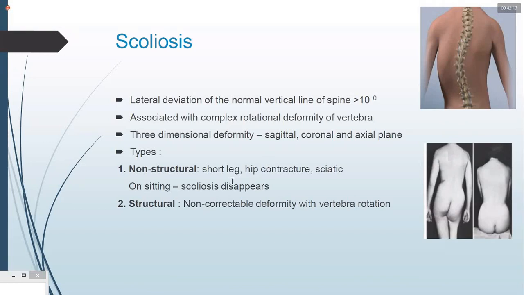When there is a short leg, it can be like in this picture, a short leg, or a hip contracture when there's flexion in the hip. Also sciatic scoliosis, when there is PIVD and severe spasm in the muscles on one side of the low back. They also give the list, we call it a list here. So these are the non-structural ones, and this gets normal on sitting. This spine gets normal, straight. Okay, the structural is the non-correctable deformity with vertebral rotation.